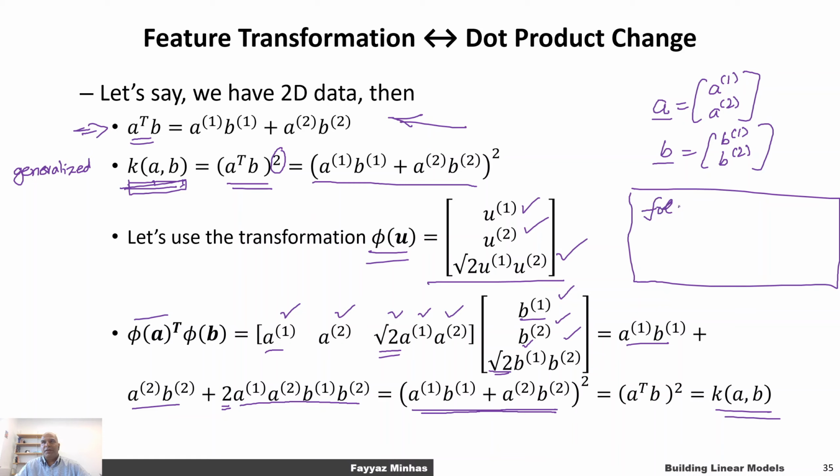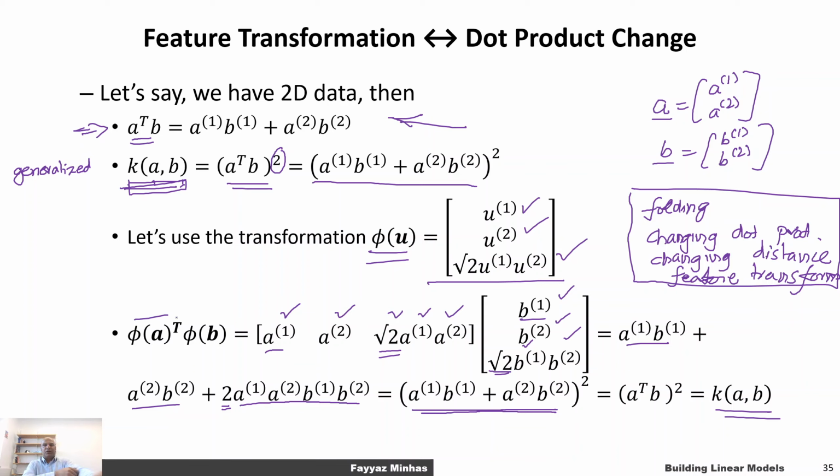So what I'm going to say here in this box is going to be very important: folding of the feature space, changing the definition of dot product, changing distance definitions, and doing feature transformations. All of them are exactly the same thing, or they have the same effect.